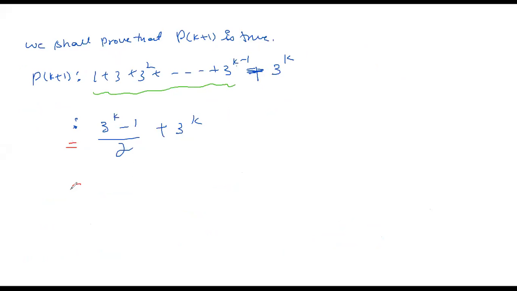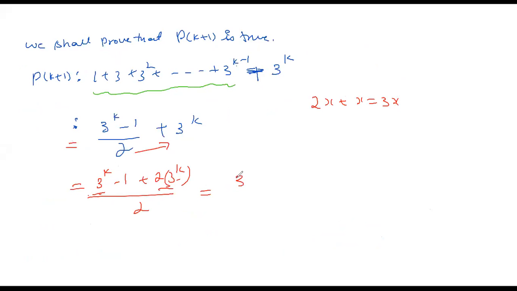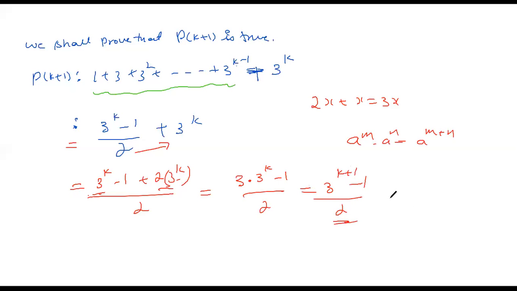So what happened here? 3 power k minus 1 by 2 plus 2 into 3 power k by 2. I took 2 as the LCM. Like 2x plus x you can write as 3x, correct? Like 2 times 3 power k plus 1 times 3 power k, it means 3 times 3 power k, minus 1 by 2. Again a power m into a power n will be a power m plus n. It becomes 3 power k plus 1 minus 1 by 2, which is the answer. I got this answer that I know should come.